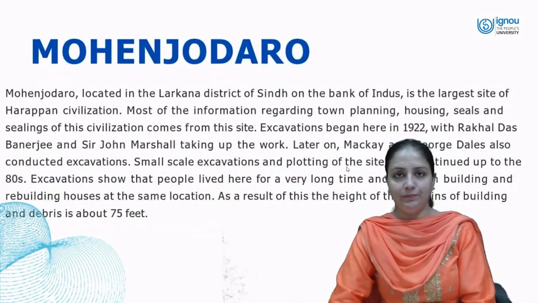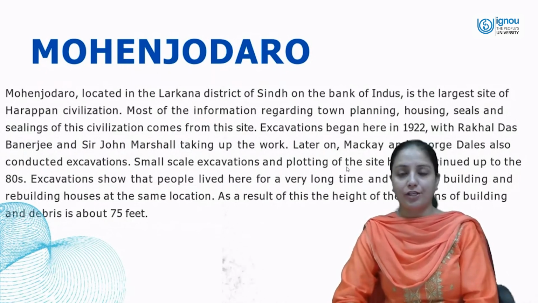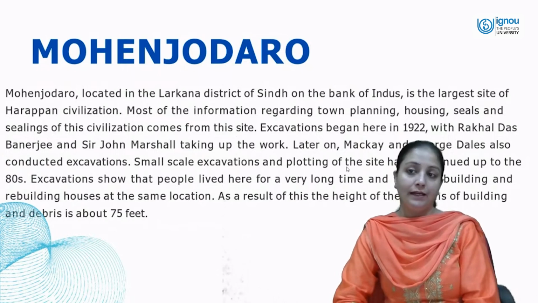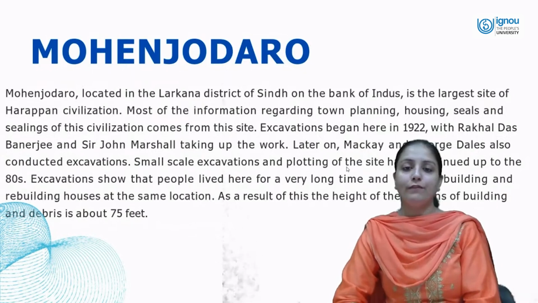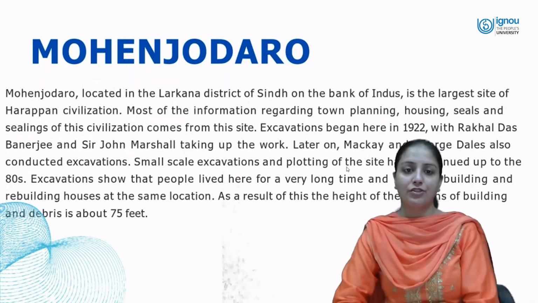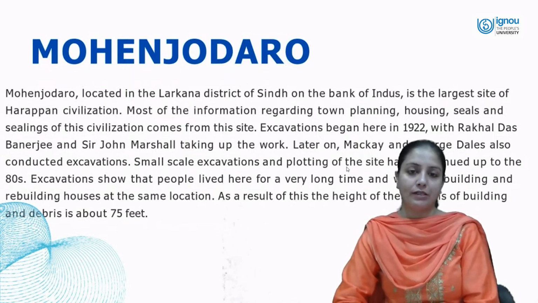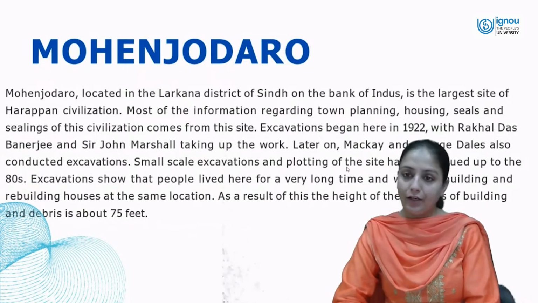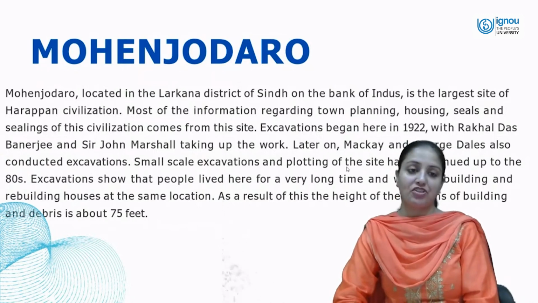Next is Mohenjo-daro. The main things about Mohenjo-daro. Mohenjo-daro is located in the Larkana district of Sindh on the bank of the Indus. It is the largest site of Harappan civilization. Most of the information regarding town planning, housing, and drainage of this civilization comes from this site. Excavations began here in 1922 with Rakhal Das Banerjee and Sir John Marshall taking up the work. Later on, Mackay and George Dales also conducted excavations.